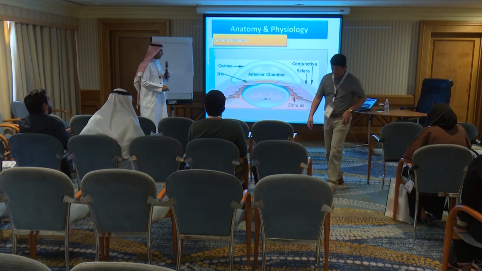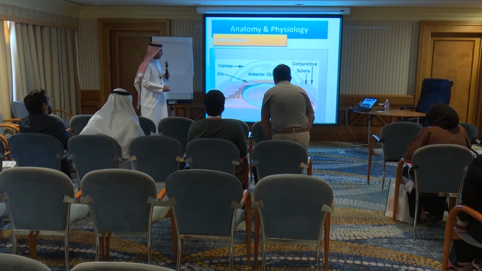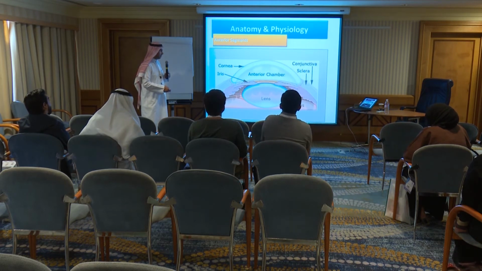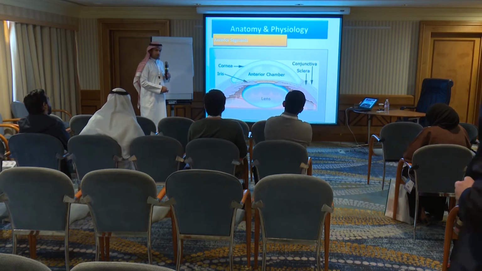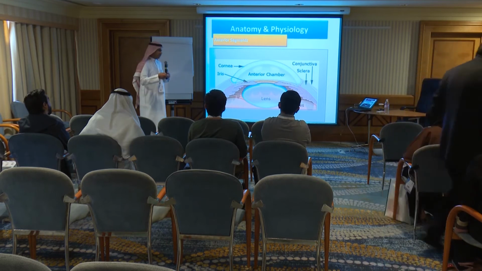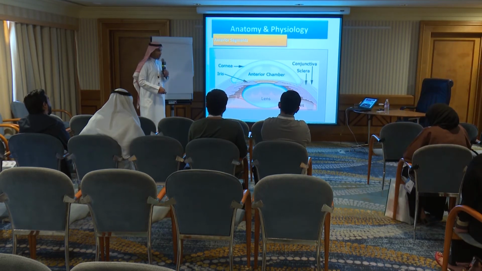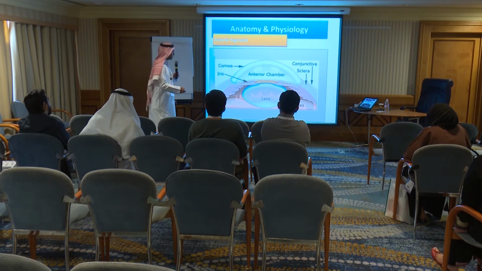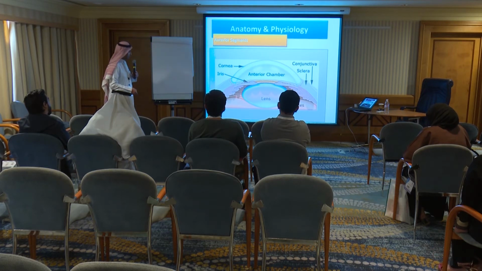Also, it is important we mention the ciliary body. This part we call the ciliary body. Why is it called ciliary? Because it has finger-like structures or cilia, and they are called ciliary processes. So ciliary processes is another important structure for us today. And of course, this is the lens.